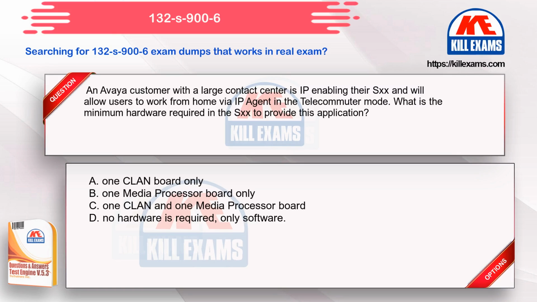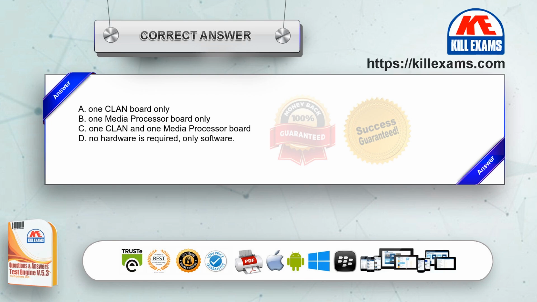An Avaya customer with a large contact center is IP enabling their SXX and will allow users to work from home via IP agent in the telecommuter mode. What is the minimum hardware required in the SXX to provide this application? Option A. 1 CLAN board only. Option B. 1 media processor board only. Option C. 1 CLAN and 1 media processor board. Option D. No hardware is required, only software. The correct answer is option A.